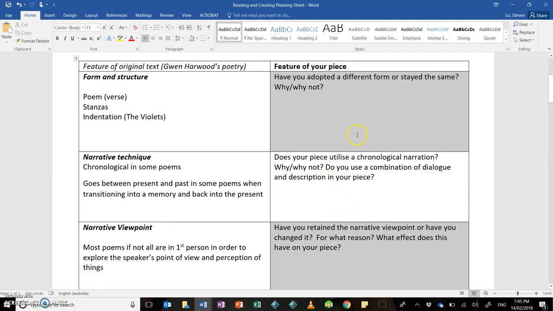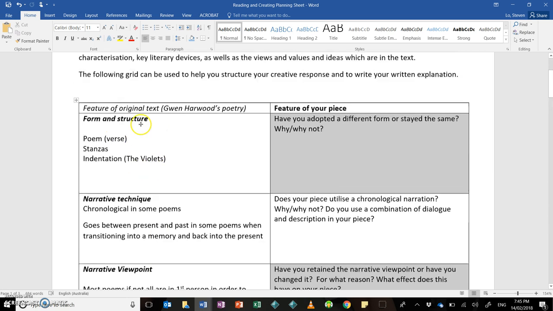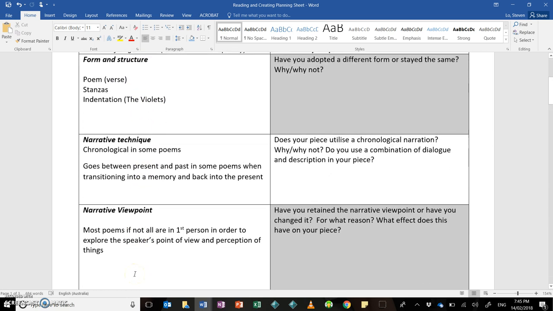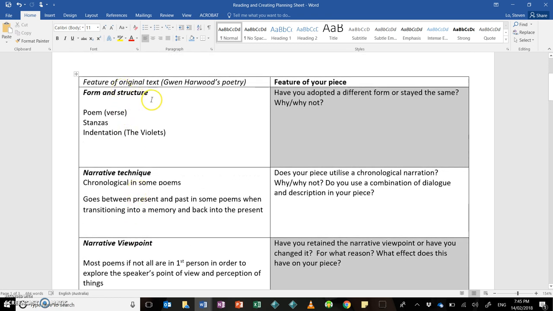Now, you may not be able to fill out this side just yet because you may not have thought about what you're going to write, how you're going to write it, and what you're going to include just yet, which is fine. What's more important at this point is that you fill out this left side so that there are things from Harwood's poetry that you can actually draw on and put into your own piece. Okay, I'm just going to go through a few of these just to give you an idea of what to put in there. So the first one is form and structure.